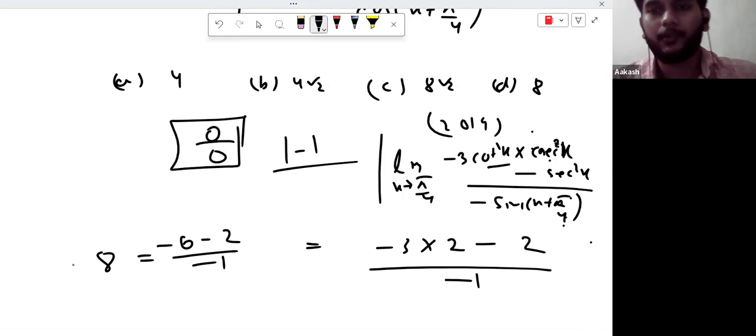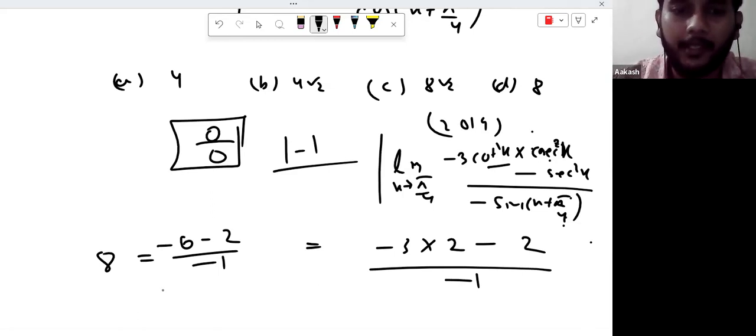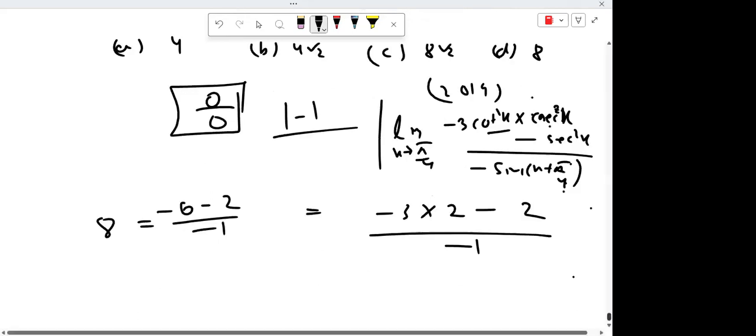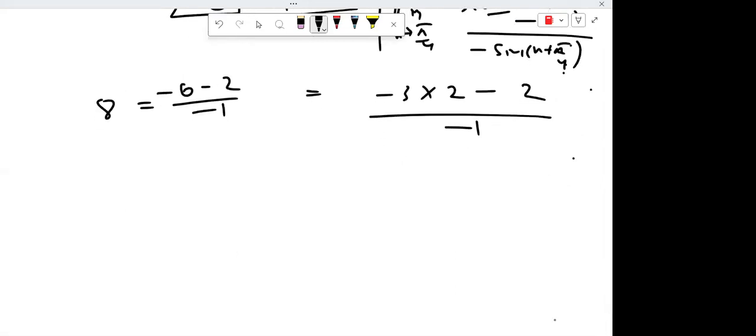So do not get confused or do not get worried. Just use L'Hopital rule whenever you see 0 upon 0 or infinite upon infinite.